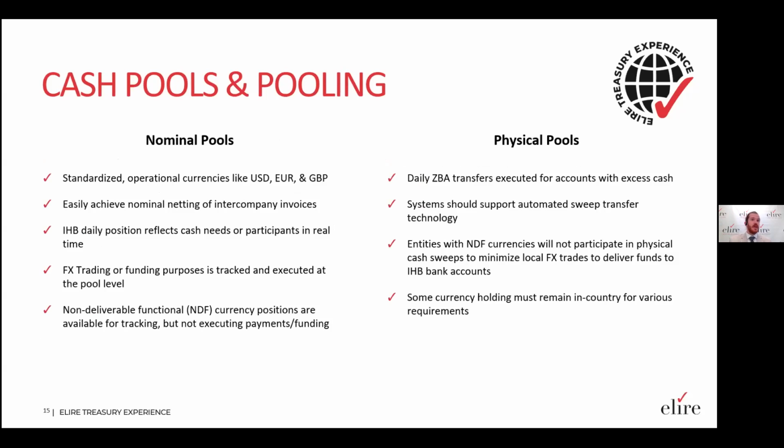Some of the key benefits just around cash pools and cash pooling, some of the key differences. There are nominal pools. Those are the standardized operational currencies that we see globally, things like USD, euros, or Great British pounds. Nominal pools are more focused on actually pooling funds within the IHB. So we can see a daily position reflecting all of our cash needs of all of our participants, the organization as a whole. And we can do it in real time.